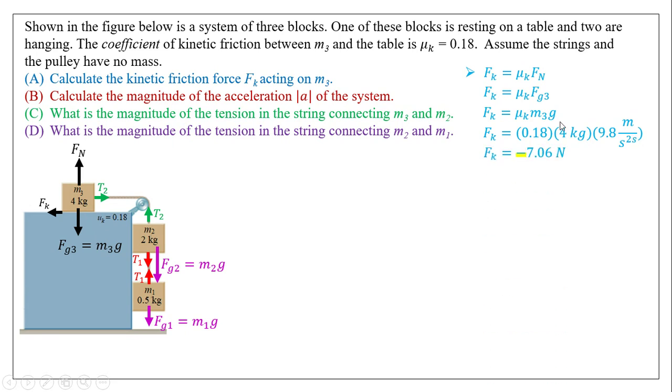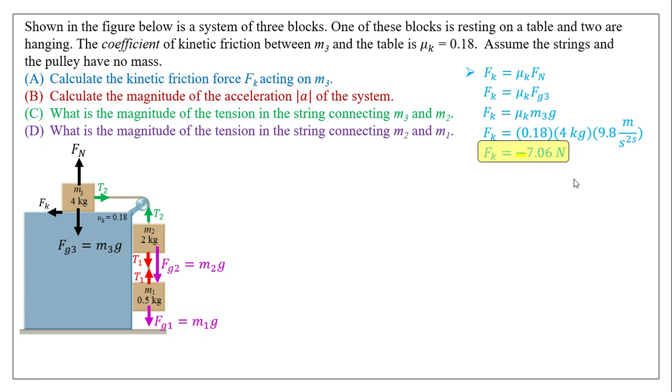And if you do all your calculator work, you should get a value of 7.06 Newton. But here I've chosen to include the negative sign because according to the diagram, F of K is pointing left, and in part A, it didn't use the word magnitude. So for this motion, F of K is indeed pointing left, and left in this case would be negative. So your answer would be negative 7.06 newtons.